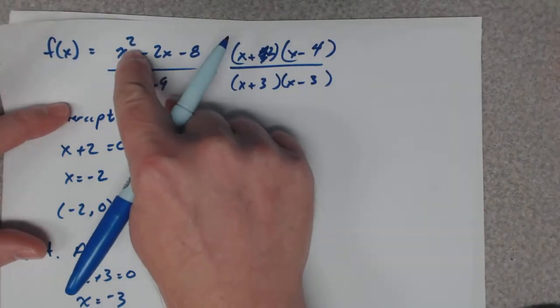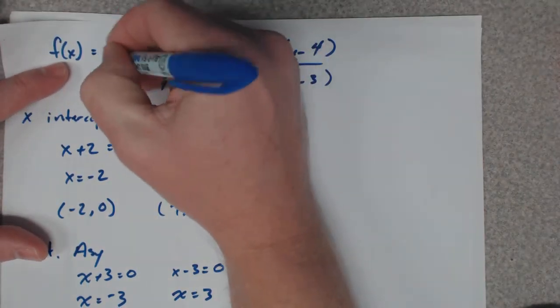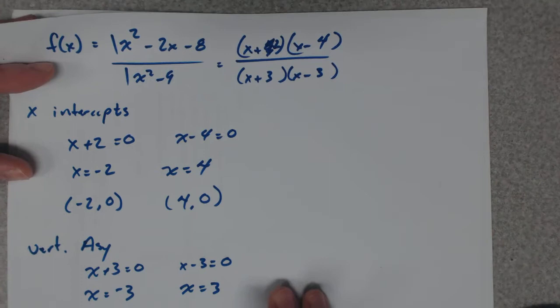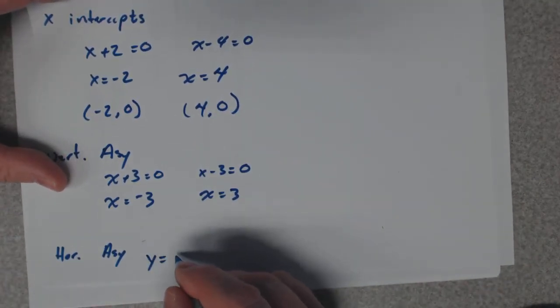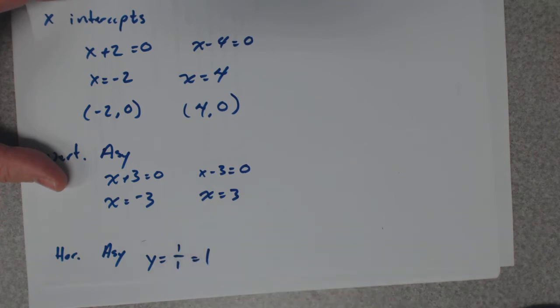And my horizontal asymptote, remember we check our degrees. The degree of the top and the bottom is the same. So you have a fraction of the front coefficient divided by the front coefficient. So y equals 1 over 1, which equals 1.